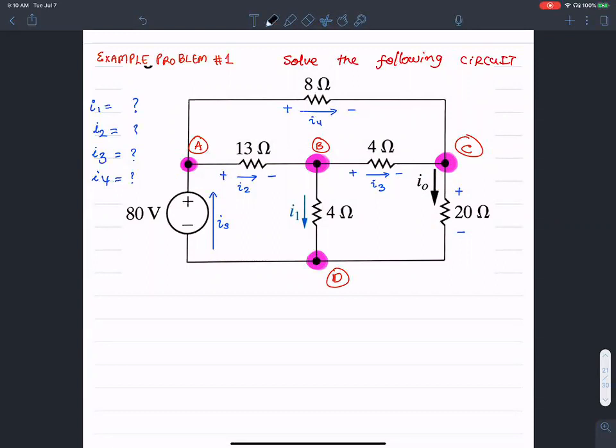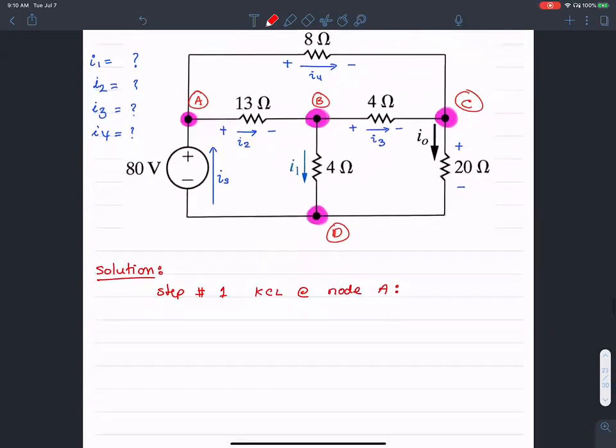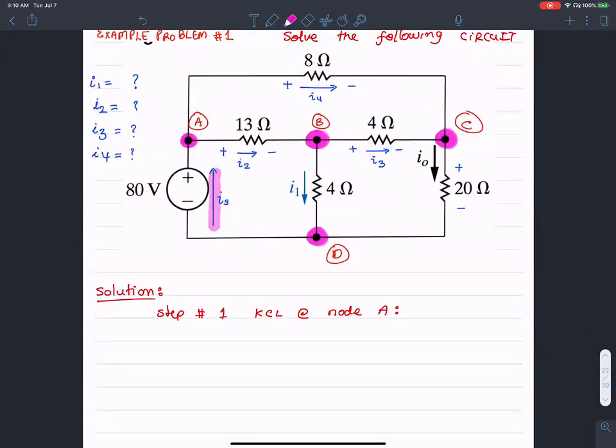The first thing I'm going to do is to solve this circuit. Solution: set up equations. The first thing to do is to apply KCL, Kirchhoff's Current Law, at node A. KCL says, like I mentioned, look at all the currents coming in on one side. The current coming in is IS, from top to bottom, and equate that to the currents leaving, I2 plus I4. Everybody with me? Okay, so that's step 1.